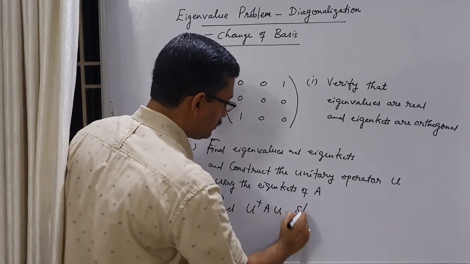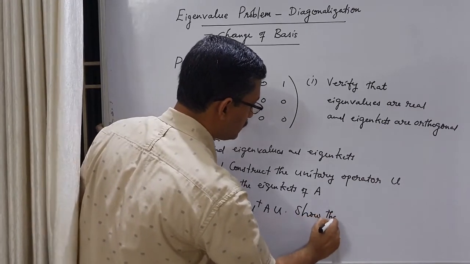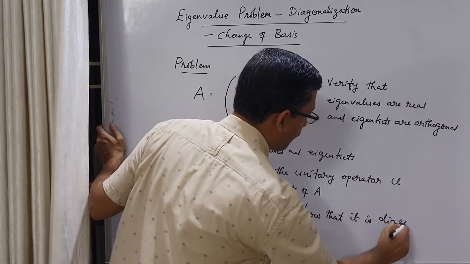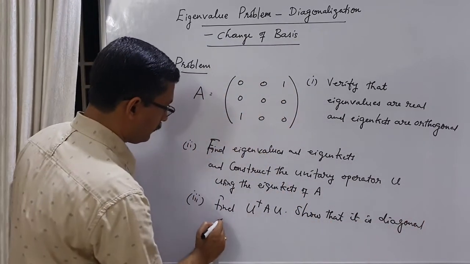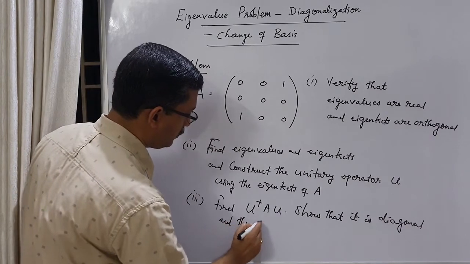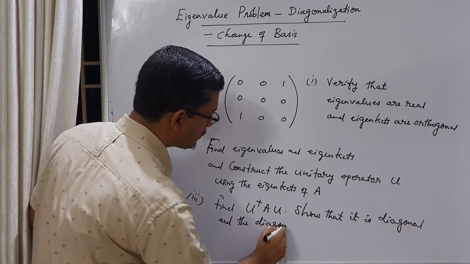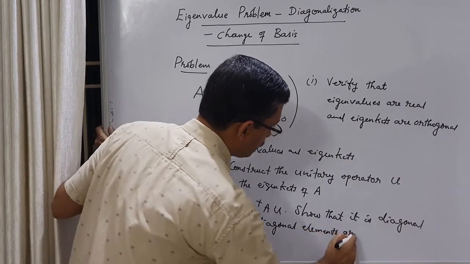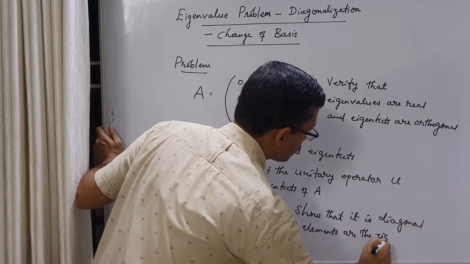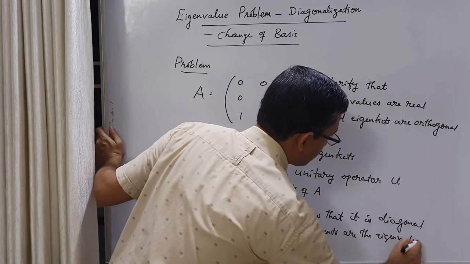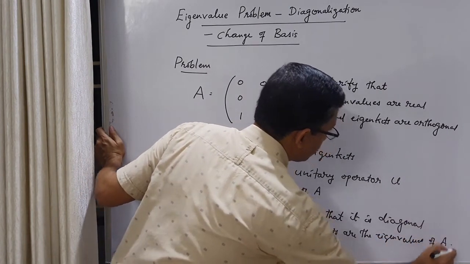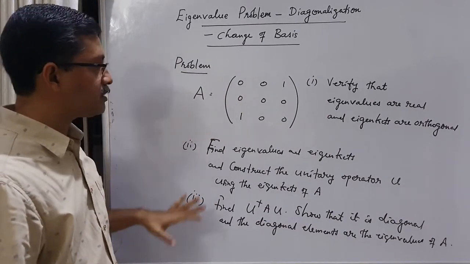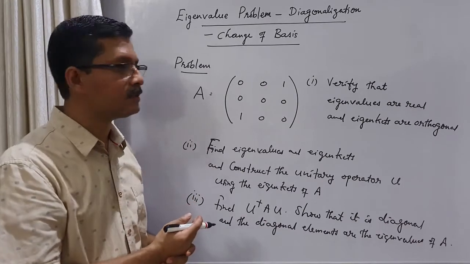Show that it is diagonal and the diagonal elements are the eigenvalues of A. So I think this will illustrate all the ideas that we have discussed.